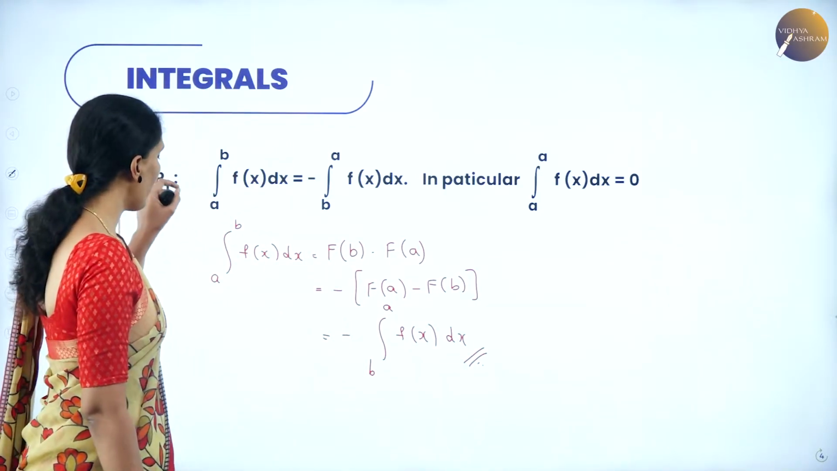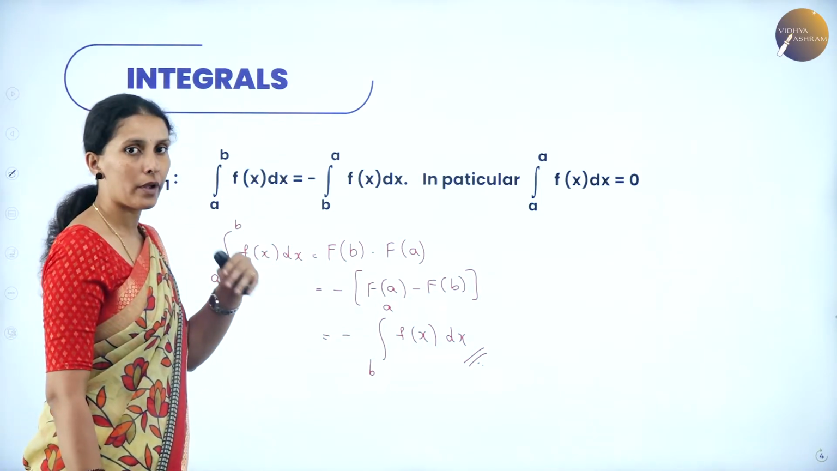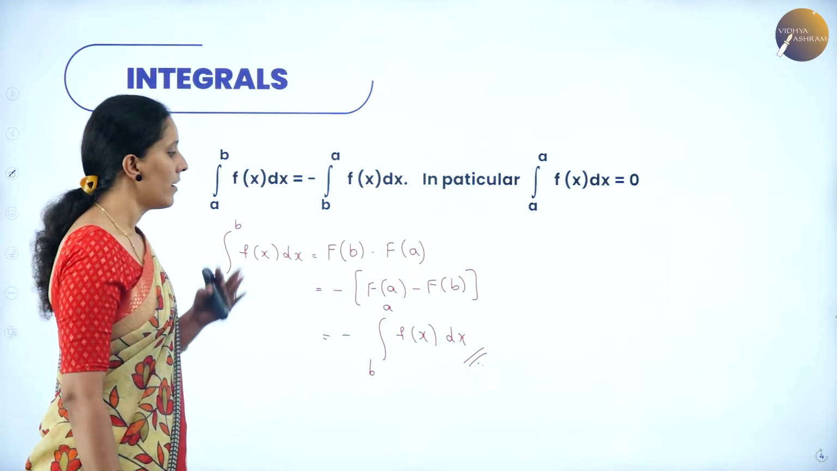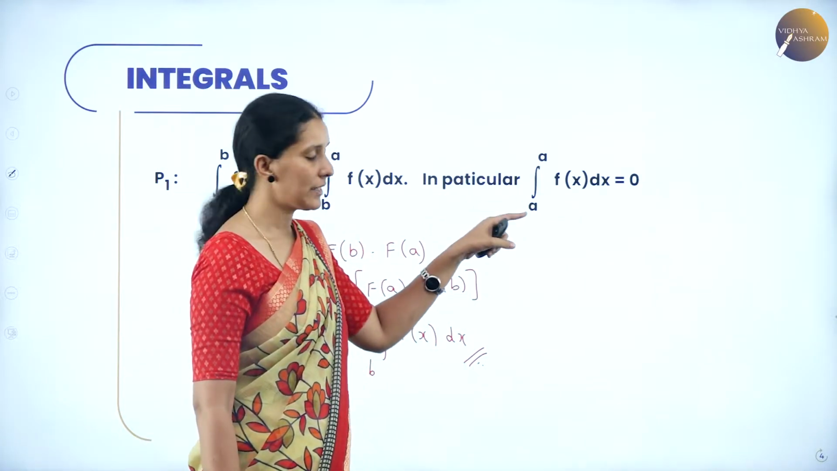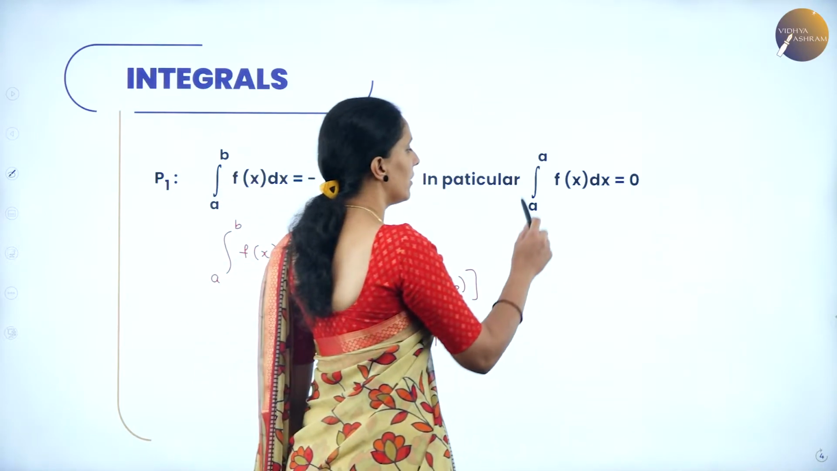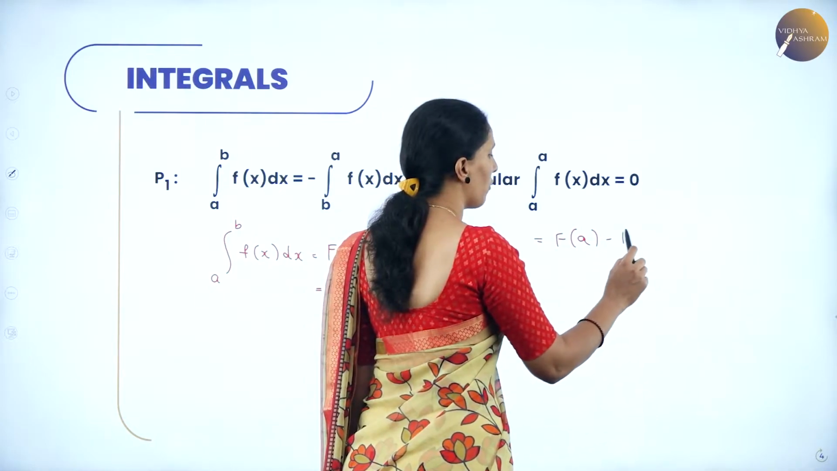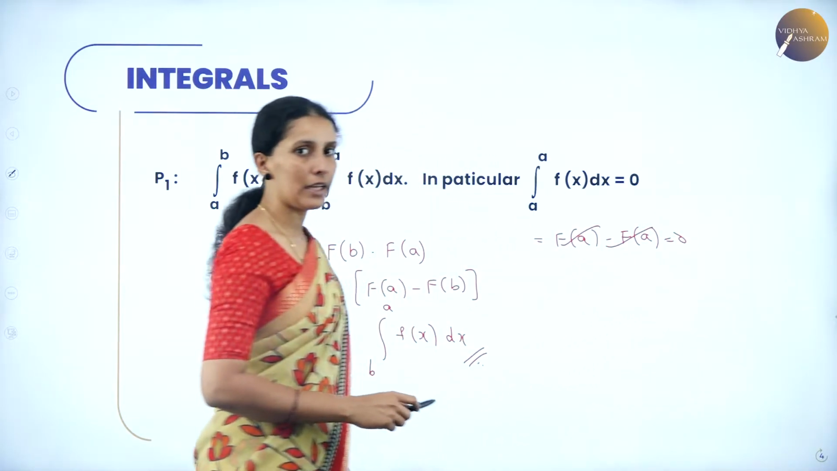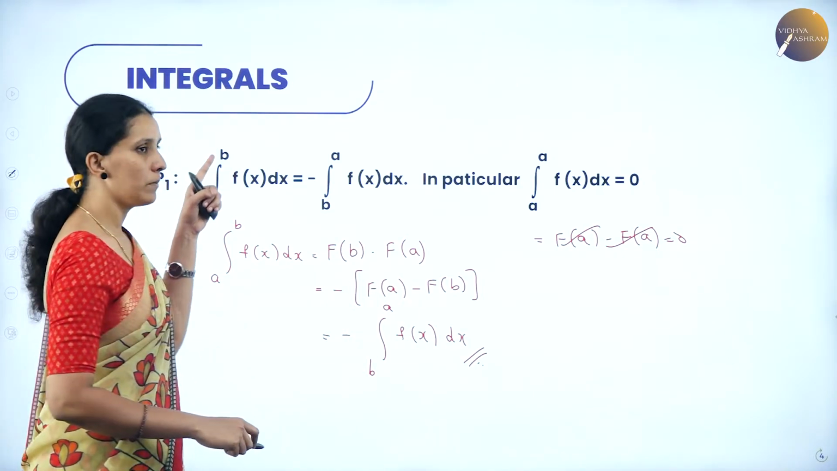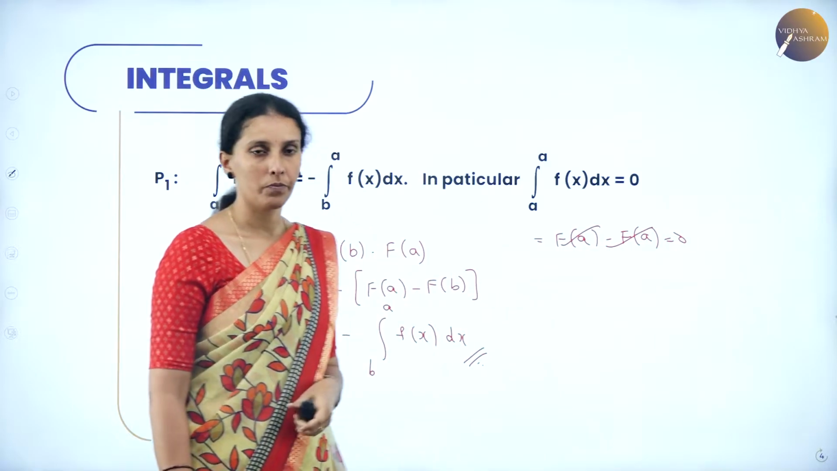So if you have any integral in the form of a to b, you can change the sign and write it in the form of b to a. And similarly, if you have the upper limit and lower limit the same, then what will be the answer? It will be F of a minus F of a, which is nothing but 0. So this is the particular case. If upper and lower limits are the same, then the integral value is 0.